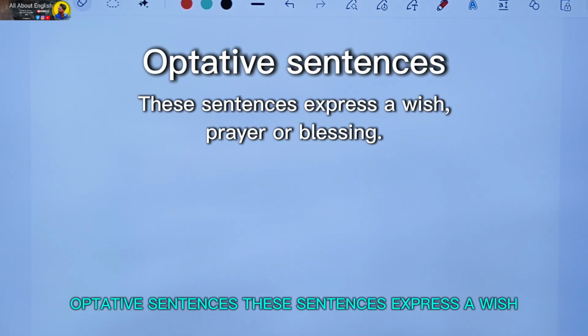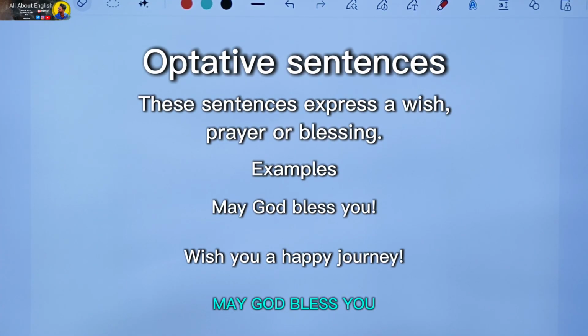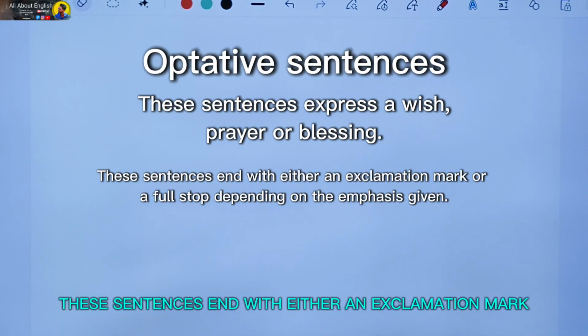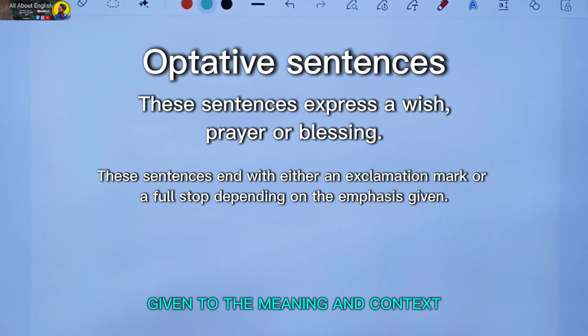Now the fifth and last one, optative sentences. These sentences express a wish, prayer, or blessing. Examples: May God bless you. Wish you a happy journey. These sentences end with either an exclamation mark or a full stop, depending on the emphasis given to the meaning and context.